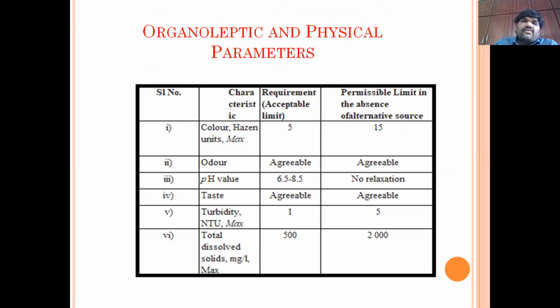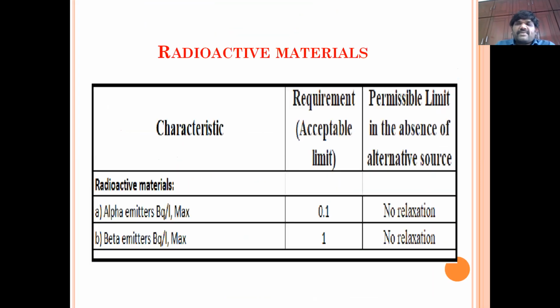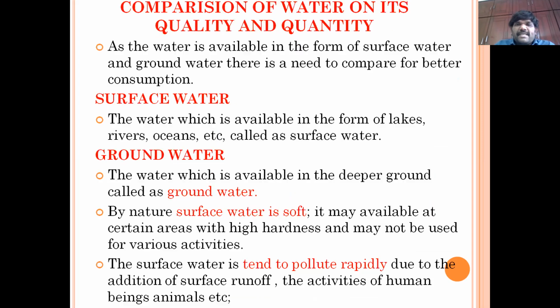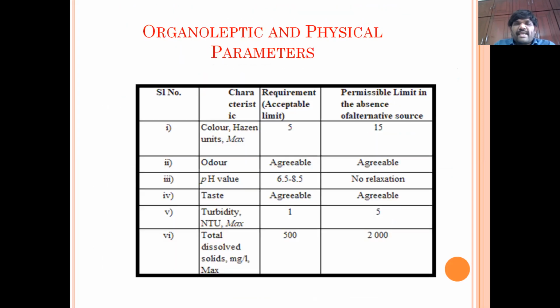See, this is the fourth category. In water quality standards, the first one is physical parameters, the second one is general parameters, or we can call them chemical parameters, then bacteriological parameters, radioactive materials, and pesticides. You see, 1, 2, 3, 4, 5, all these you must remember, and you must write them when you get a question on water quality standards IS 10500 2012. This is the first topic in the third unit.